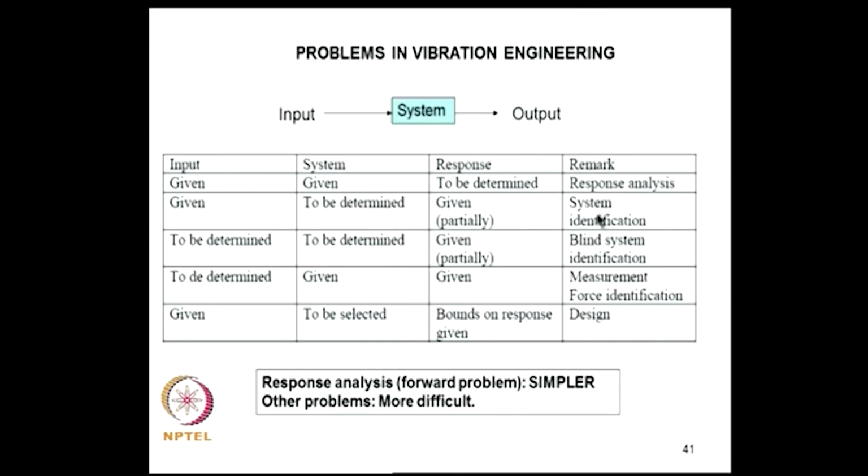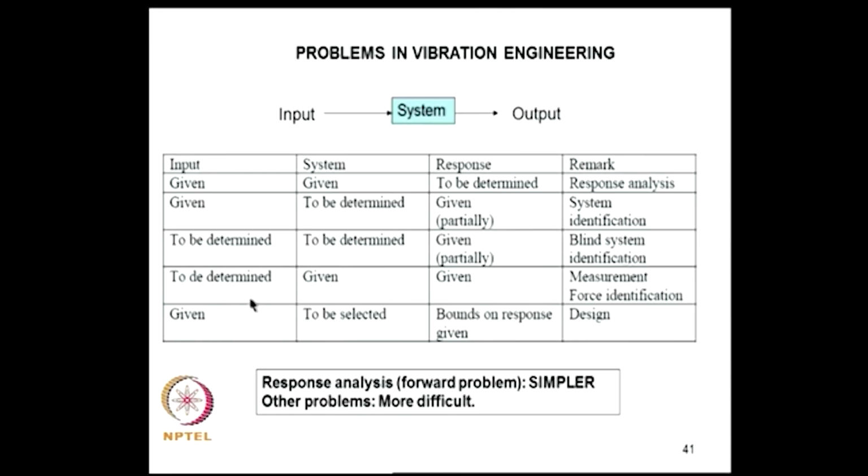There are various levels of making system identification, it could be parametric or non-parametric as well, but it pertains to a mathematical model for the system behavior. Similarly, if the input is to be determined and the system is to be determined and the response is given, this is what is known as blind system identification. You only know the response of the system, you have not even measured the input, nor do you know many things about the system.